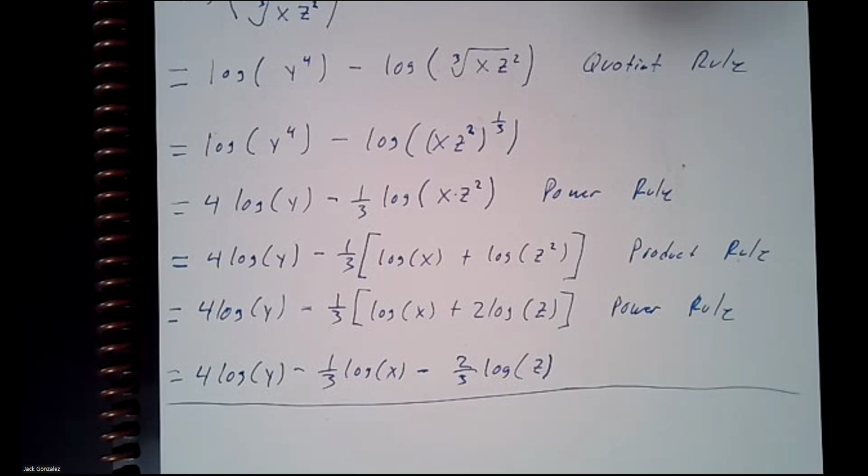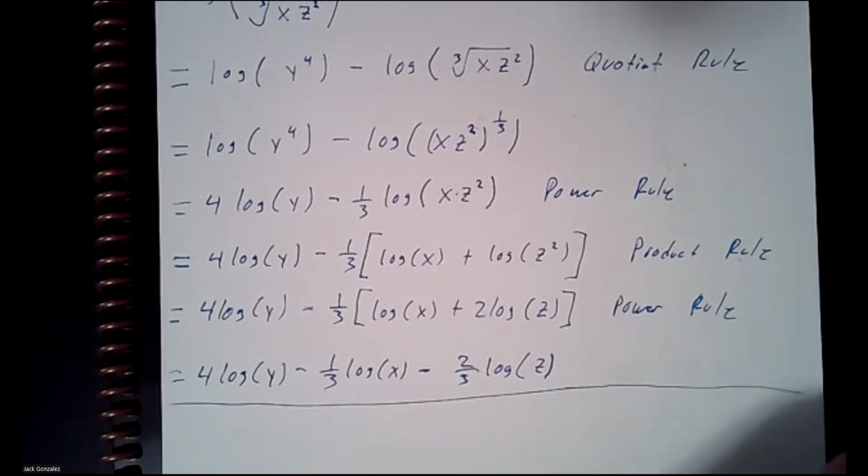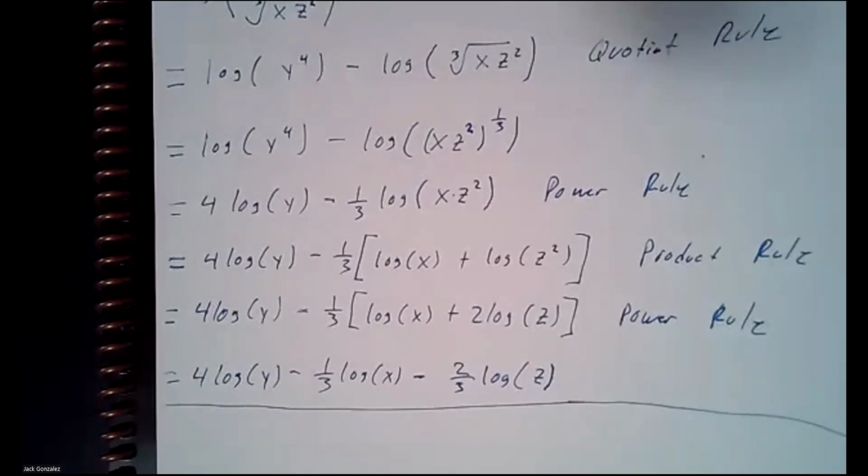If it's a cube root, fourth root, square root, just remember, whatever root it is, that's the fraction it's going to be. So if it was fourth root, you'd have a 1/4.